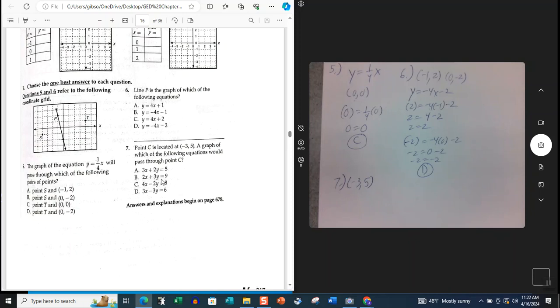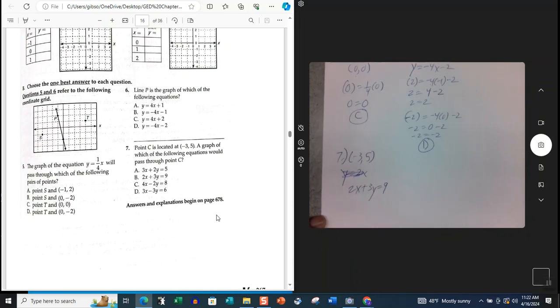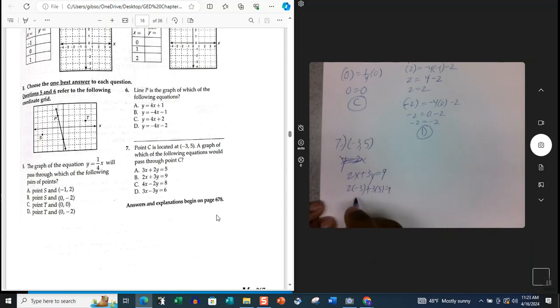So if we look here at number 7, the answer would be B. It's not y equals, it's 2x plus 3y equals 9. So we will put in our -3 for x and our 5 for y, and that equals 9. So this would be -6 plus 15 equals 9. -6 plus 15 is 9, and 9 equals 9. So that is why our answer is B.